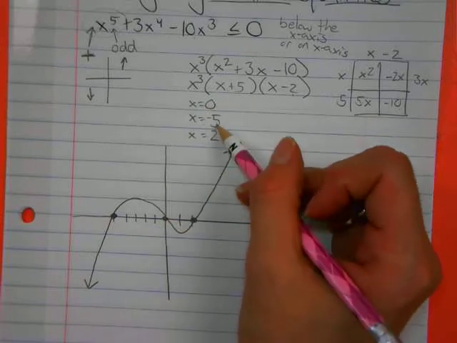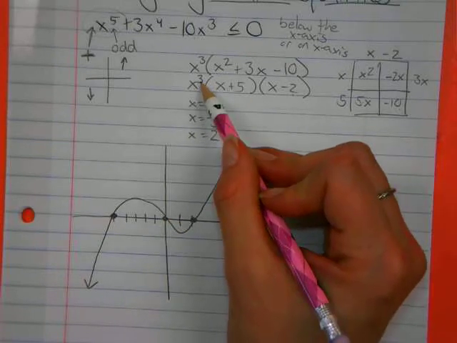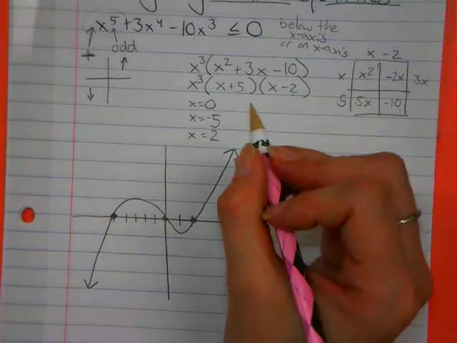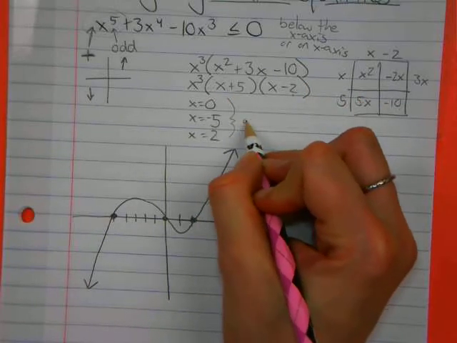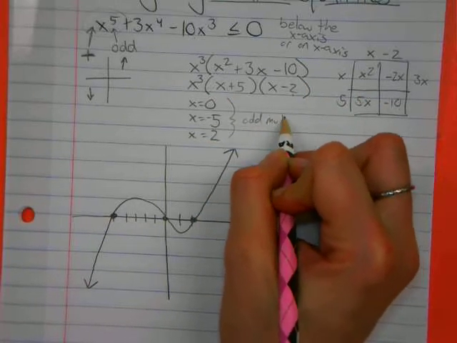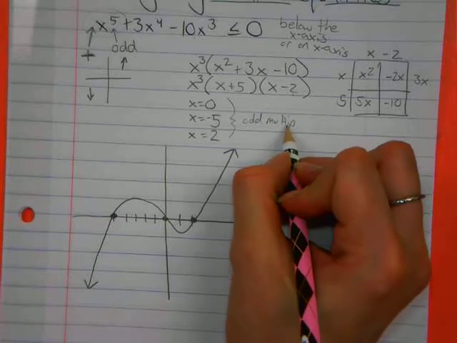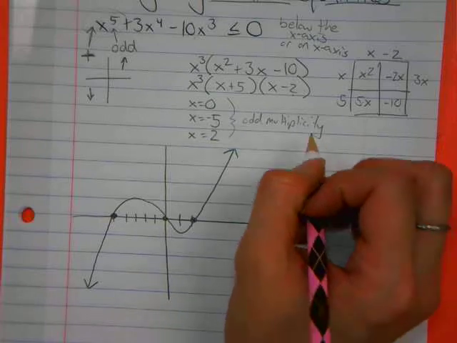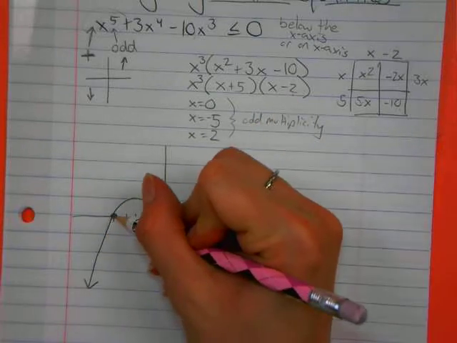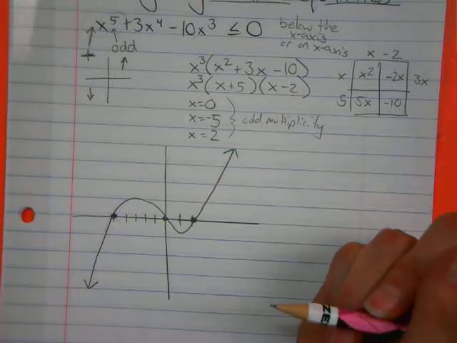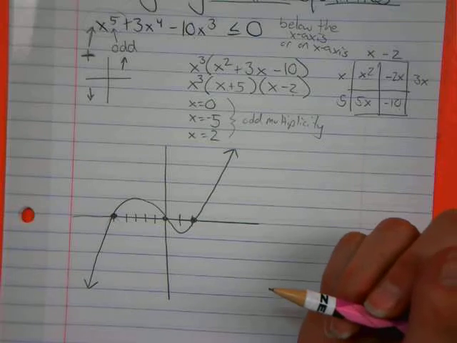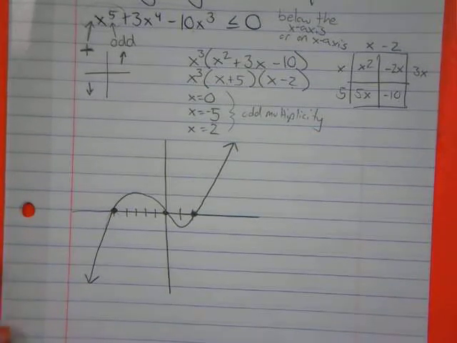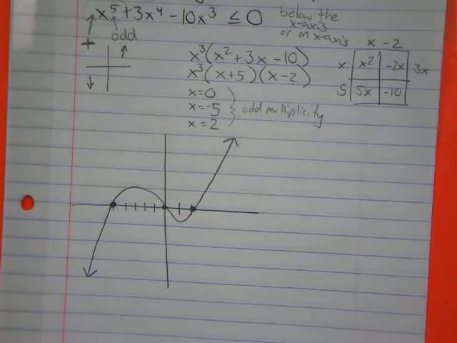But in this case, I'll rewind a little bit. All 3 of these factors had odd multiplicity. So the fact that I crossed through those points is correct. If any of them had been squared or to a 4th power, then I would have needed to touch that point rather than actually crossing through it. Okay, so this is generally a sketch of what my picture will look like.